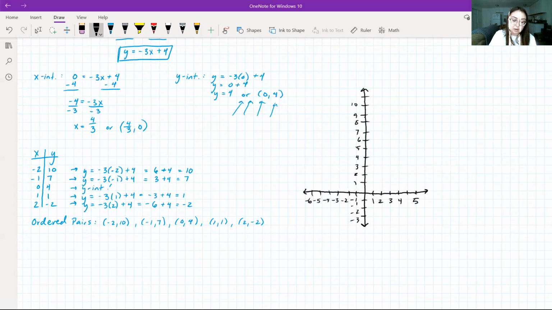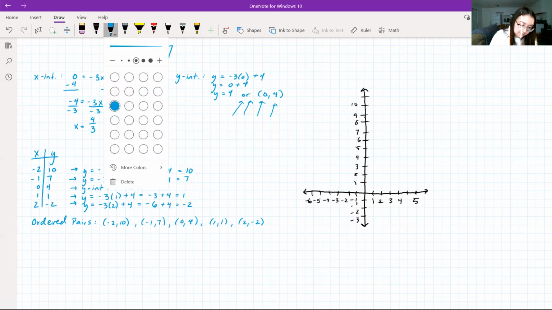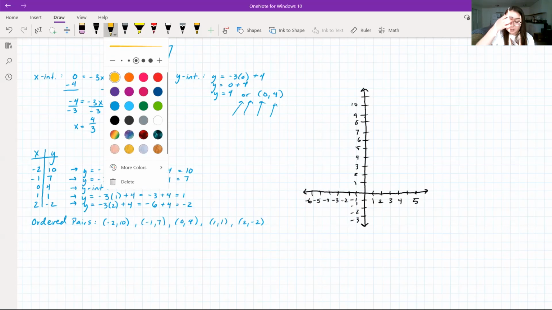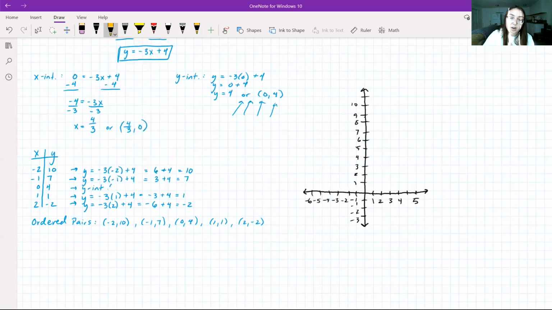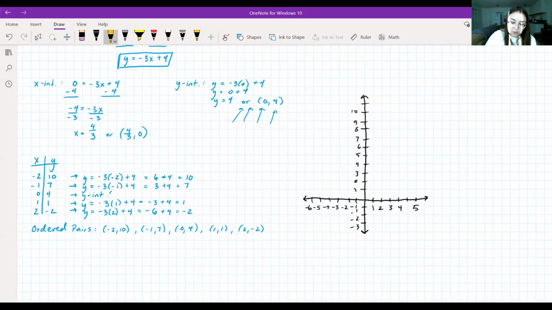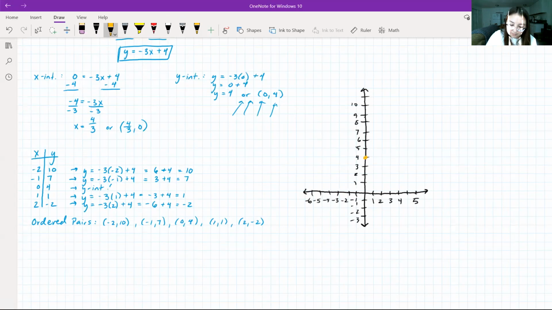So now we can plug in our ordered pairs and our intercepts. So let's begin with our intercepts. So our intercepts will be in yellow, and we know that our y-intercept is at 0, 4. So we start here at our horizontal axis or our x-axis, and we know that it's 0, so we'll start at the origin, and then we'll go up 4. So 1, 2, 3, 4.